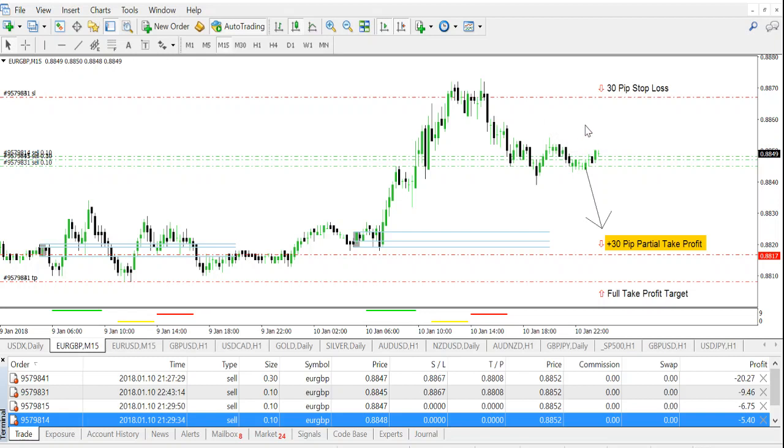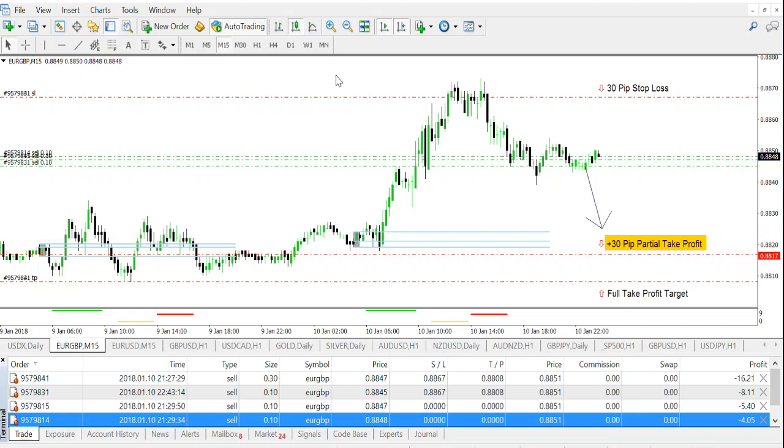So very, very important. 30 pips in profit, you take some partial money off the table and then move your stop loss to break even, or break even plus 5 as well, and that's always a good habit to get into, and then you get a little more profit if the trade goes against you. So very, very important to do that.